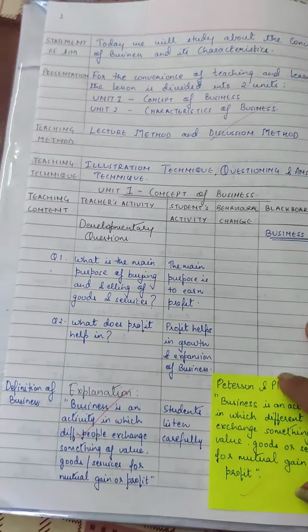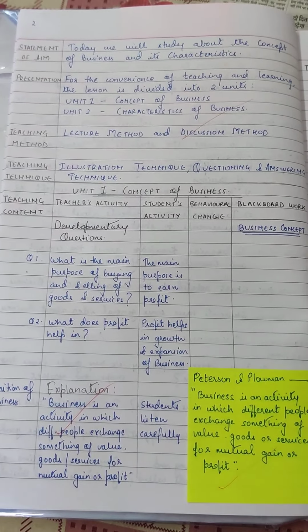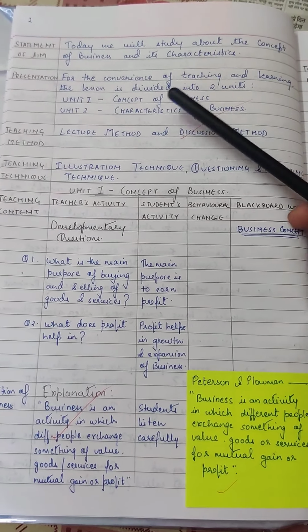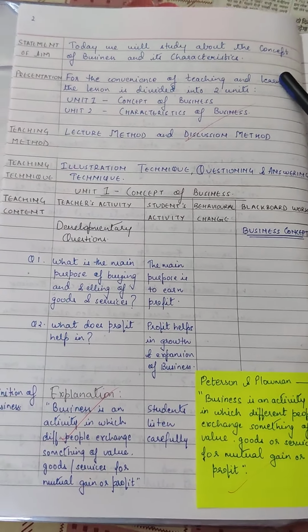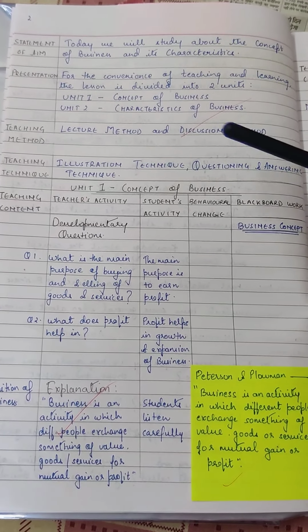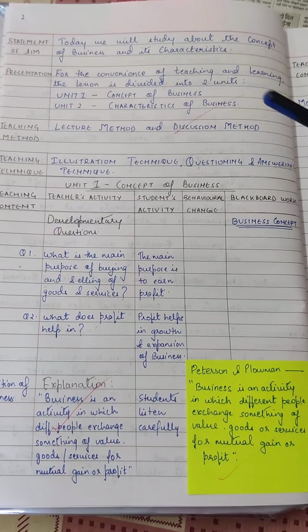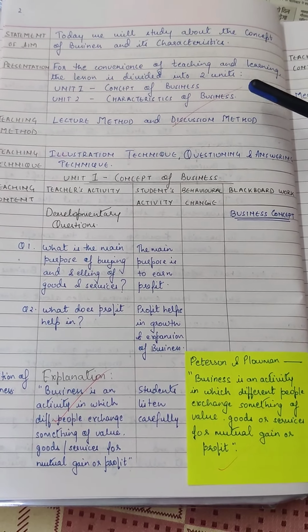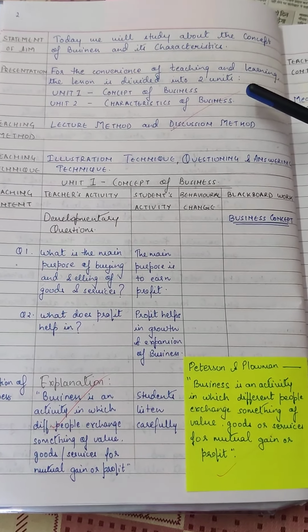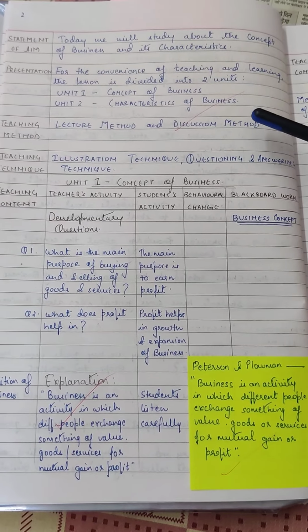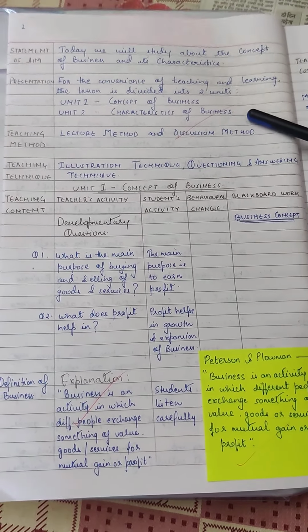Then the next subheading is statement of aim. Here you can write that today we will study about the concept of business and its characteristics. Next heading is the presentation. Here you will write that this unit has been divided into 2 units. This lesson, unit 1, that is concept of business, and unit 2, characteristics of business.